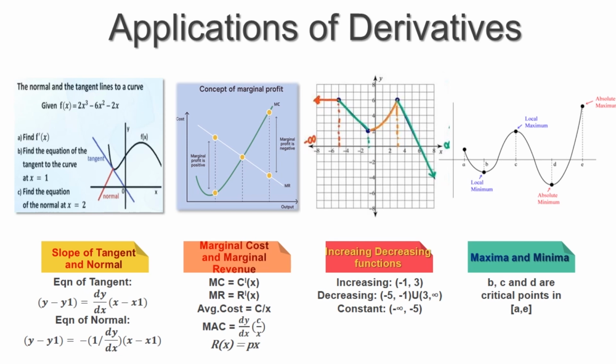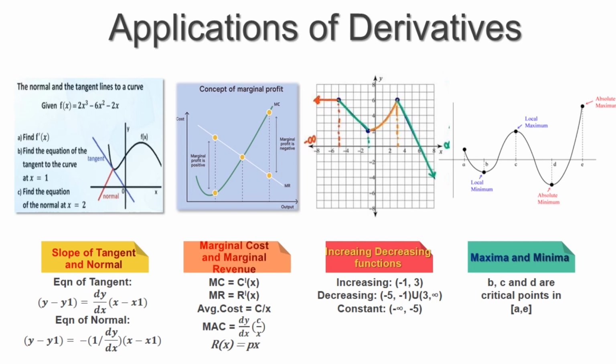Here, dy by dx will be 0 at turning points. Wherever the critical points come, when the graph turns from increasing to decreasing or decreasing to increasing, the critical points will come. There the slope will always be 0, because the tangent will be parallel to the x-axis. Remember that.